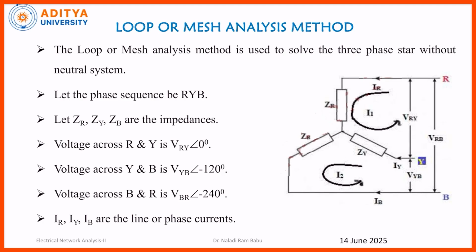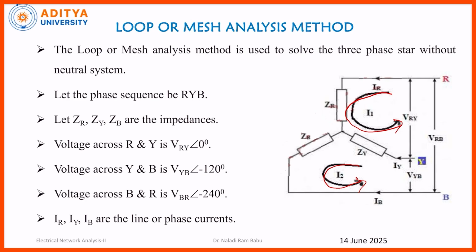So as per this loop analysis method, here we are drawing loops. If you observe, we have drawn a loop across the R and Y phases and another loop across the Y and B phases. That means here we have drawn two loops.